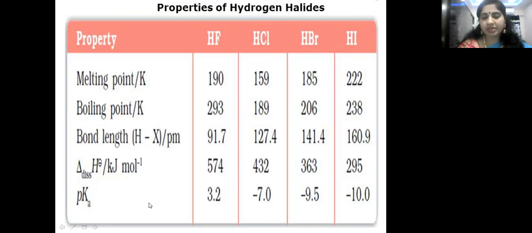Next, this is pKa. pKa shows the acidic character. So acidic character top to bottom increases. So HI is more acidic when compared with HF, right children? Because the bond dissociation enthalpy is less, so it can easily give H plus ions. So because of that, HI is more acidic and less stable.